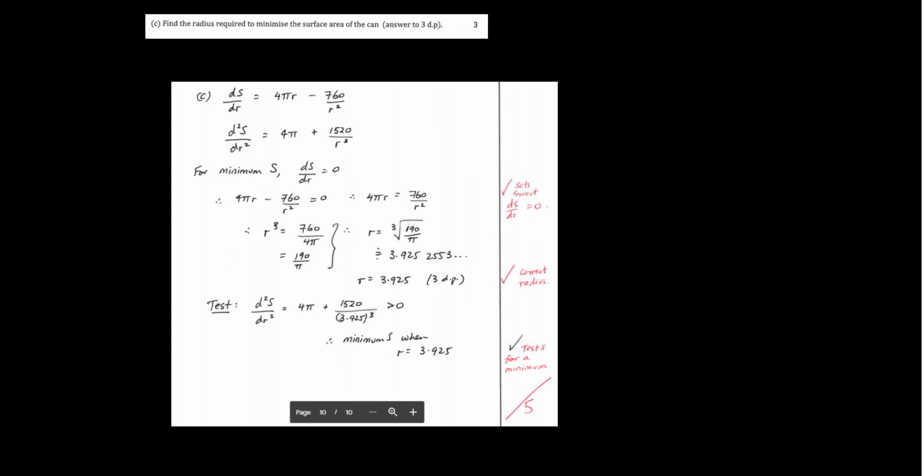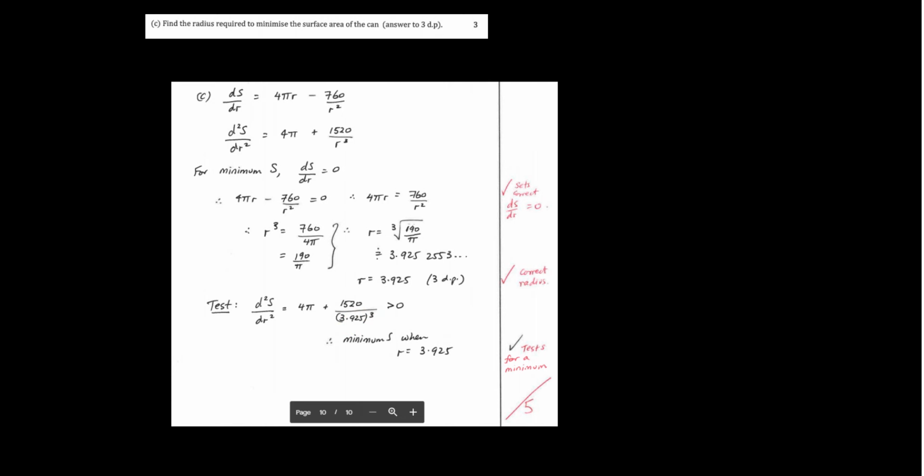And your third mark was testing that it was actually a minimum. So the test we've got in the answers here is we've got the second derivative, and we worked out the second derivative up here. So we get the second derivative, we sub in our value for the radius, and we work out that this must be greater than 0. Notice that I really did need you to actually sub in the number. So I needed you to actually show me subbing in this into the second derivative, or if you chose to do a table of values, I needed to see you actually subbing in the numbers for the table of values to prove it's a minimum.